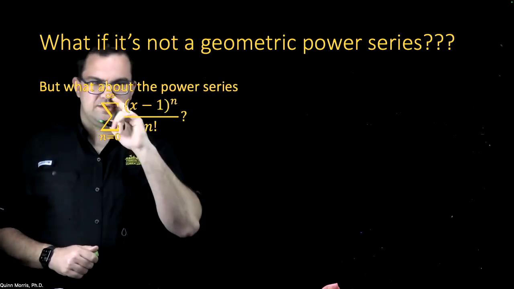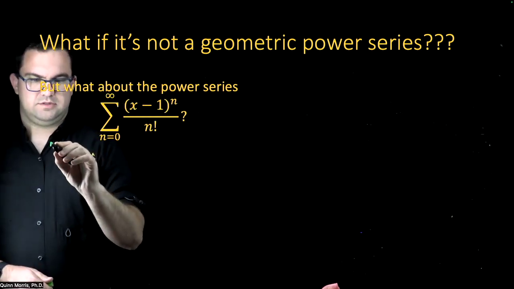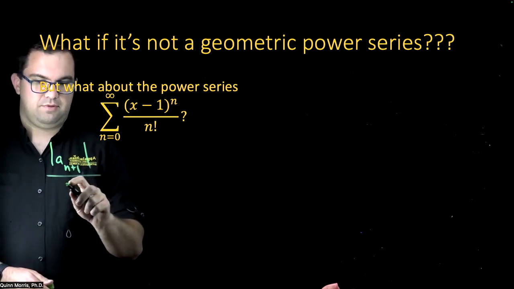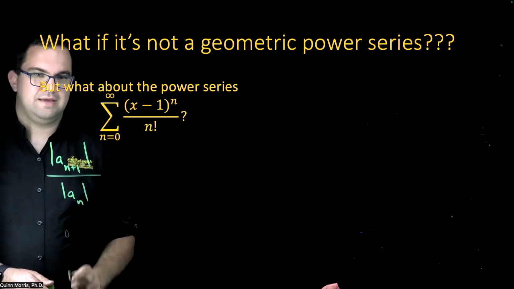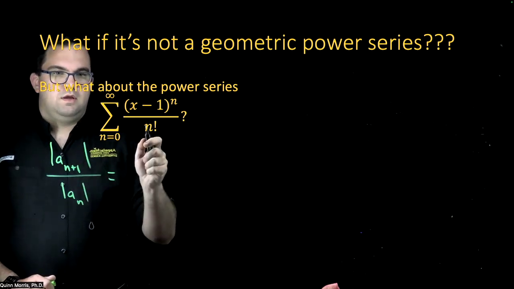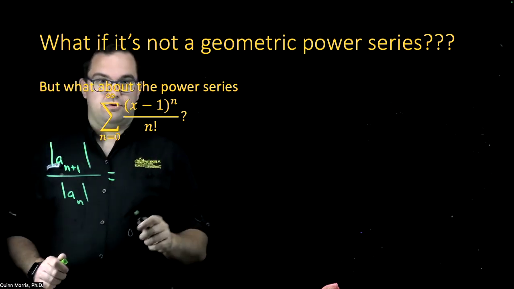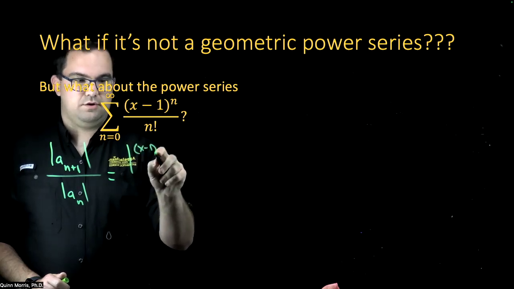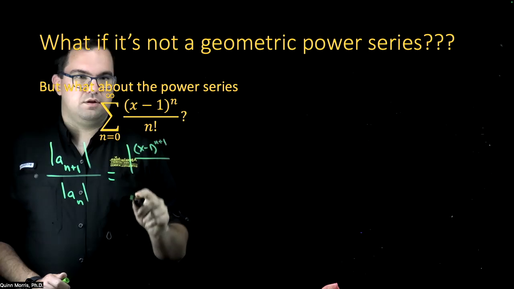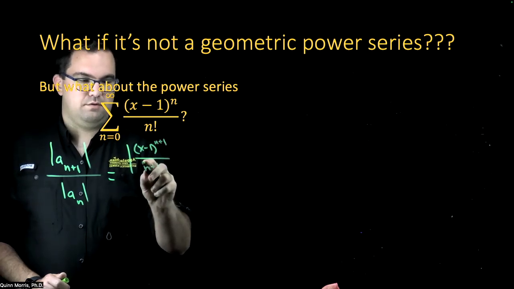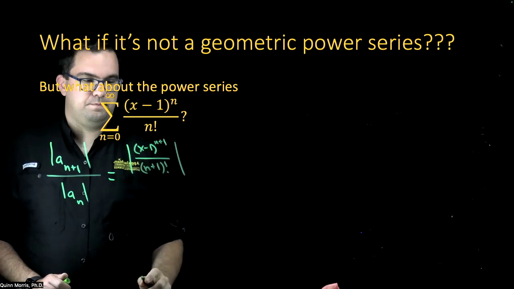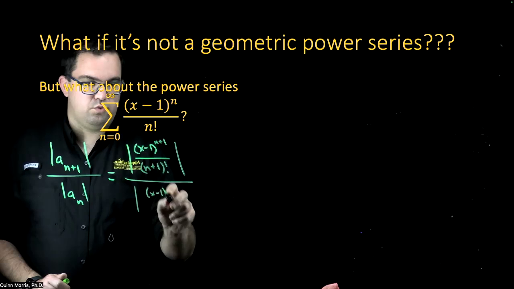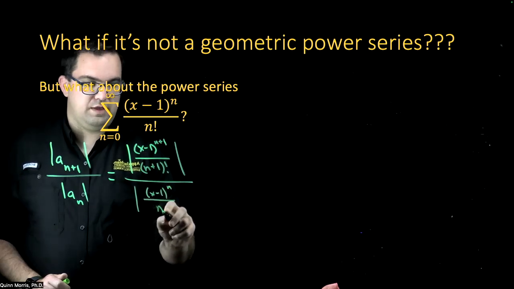So let's see, if I were going to use ratio test on this, let's do a little simplification first. I need to look at the absolute value of the a sub n plus first term over the absolute value of a sub n. And now again, if I'm leaving x sort of as it is, this would be the absolute value of x minus 1 to the n plus 1 divided by n plus 1 factorial, divided by absolute value of x minus 1 to the n over n factorial.